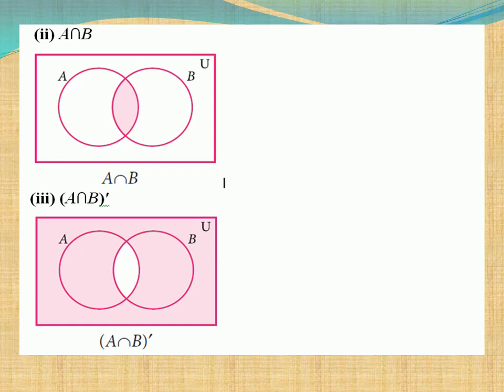Second subdivision, A intersection B. The common element for A intersection B is the shaded portion. So this is A intersection B. And third subdivision, (A intersection B) dash. Without A intersection B, you have to shade all the portion. In the previous second subdivision I gave you A intersection B. Apart from that, if you shade the rest, you get (A intersection B) dash. Okay.